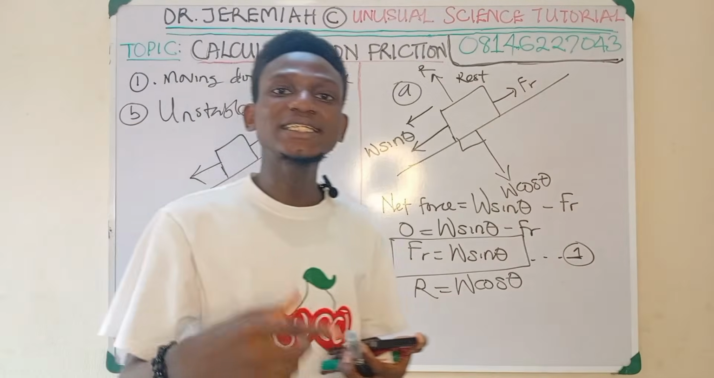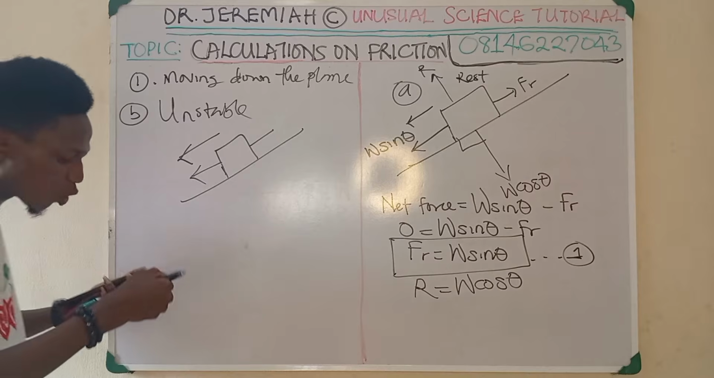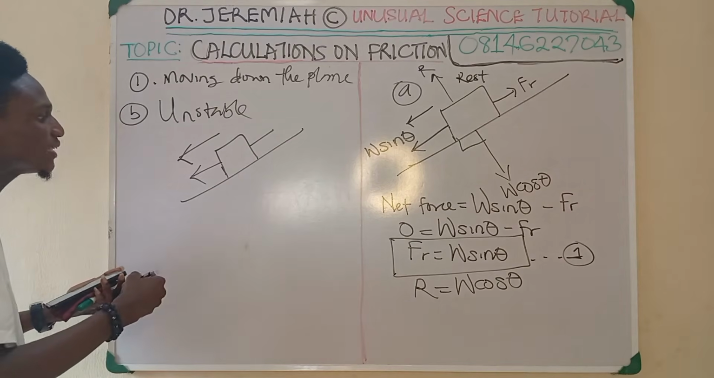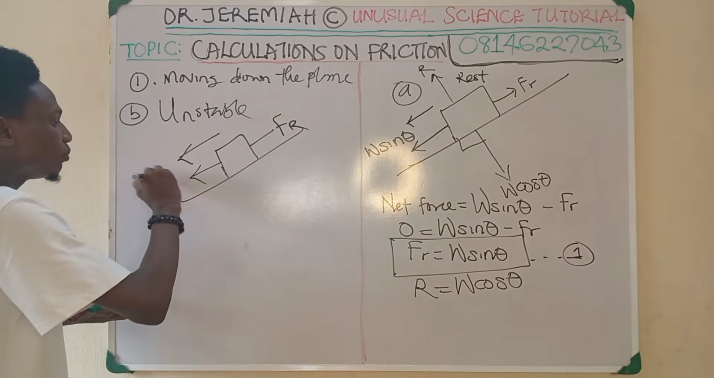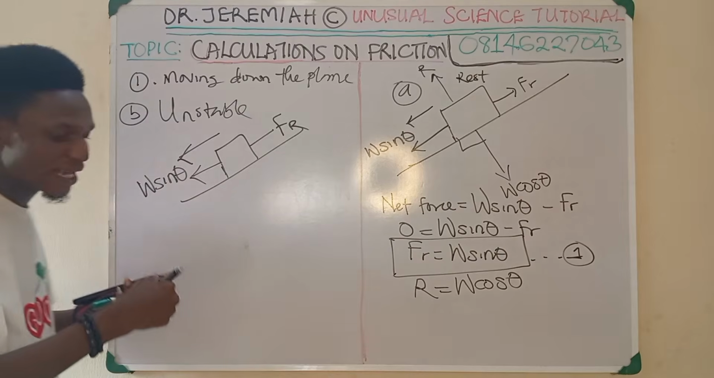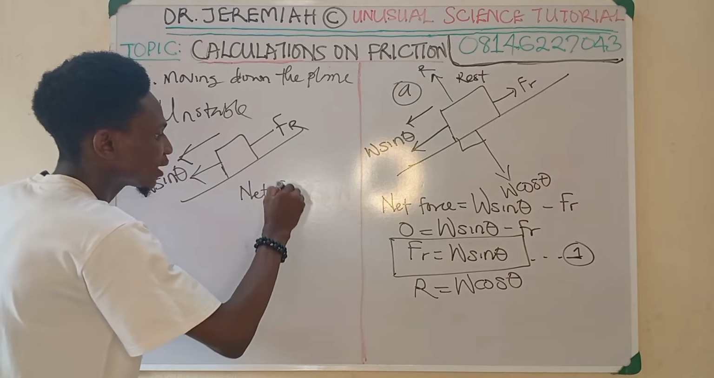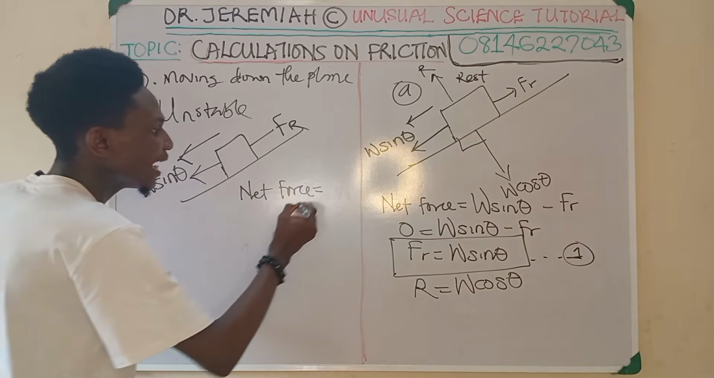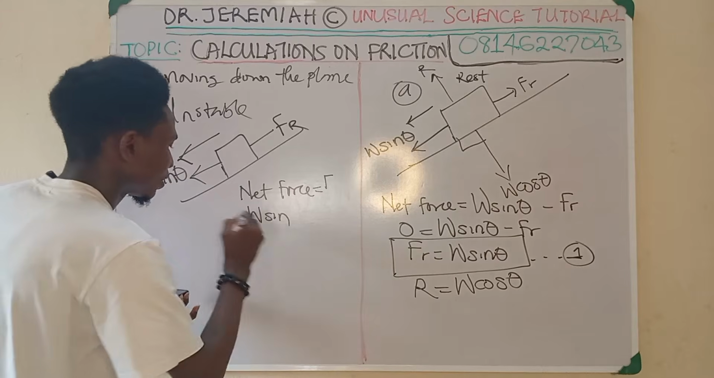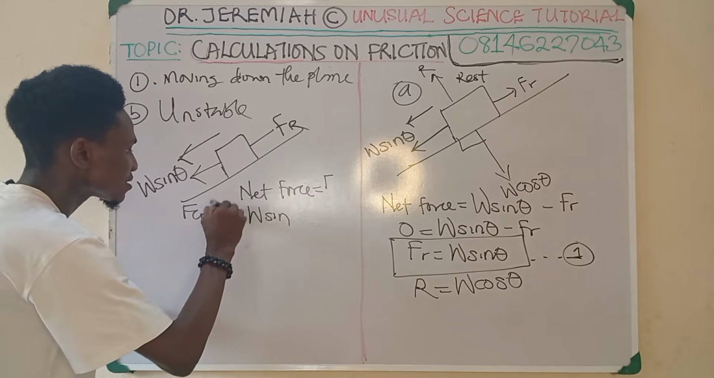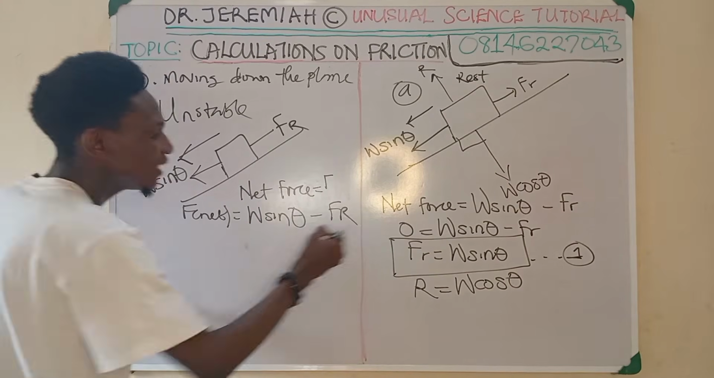Now I told you the proposed motion is downwards. When the body is unstable, it's surely going to move downwards. It's going to slide downwards, which tells you that frictional force is going to be here, and we already have our W sin theta. So in this scenario, what is net force? F net equals W sin theta minus frictional force, because the body is moving downwards.